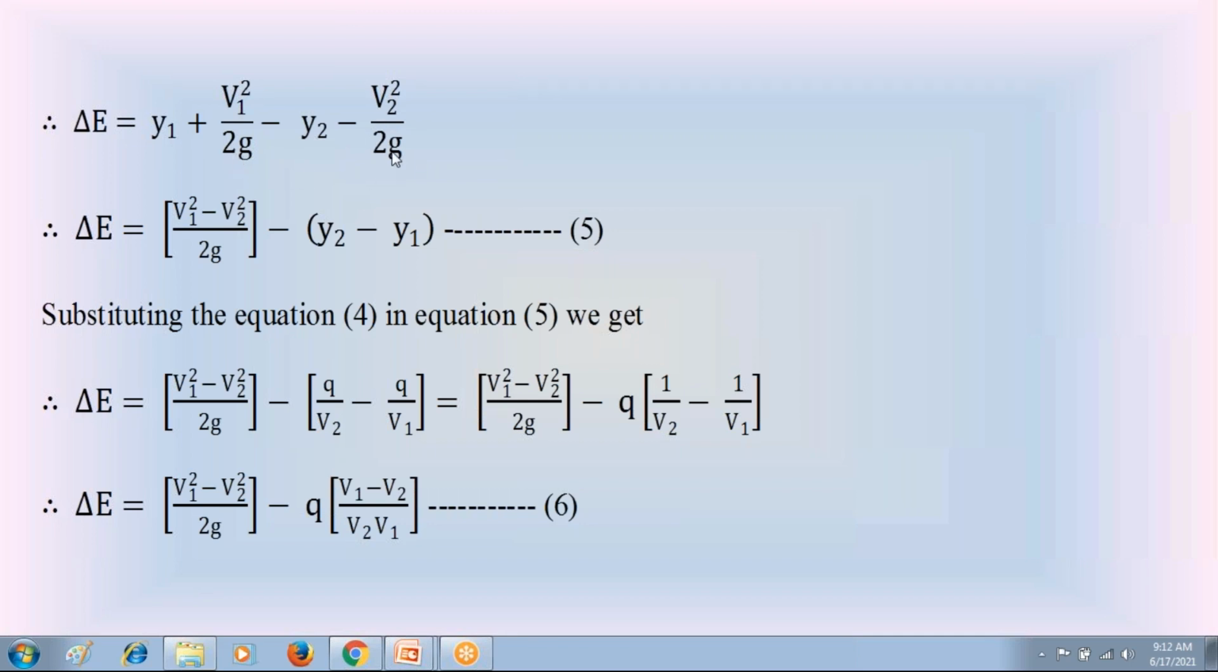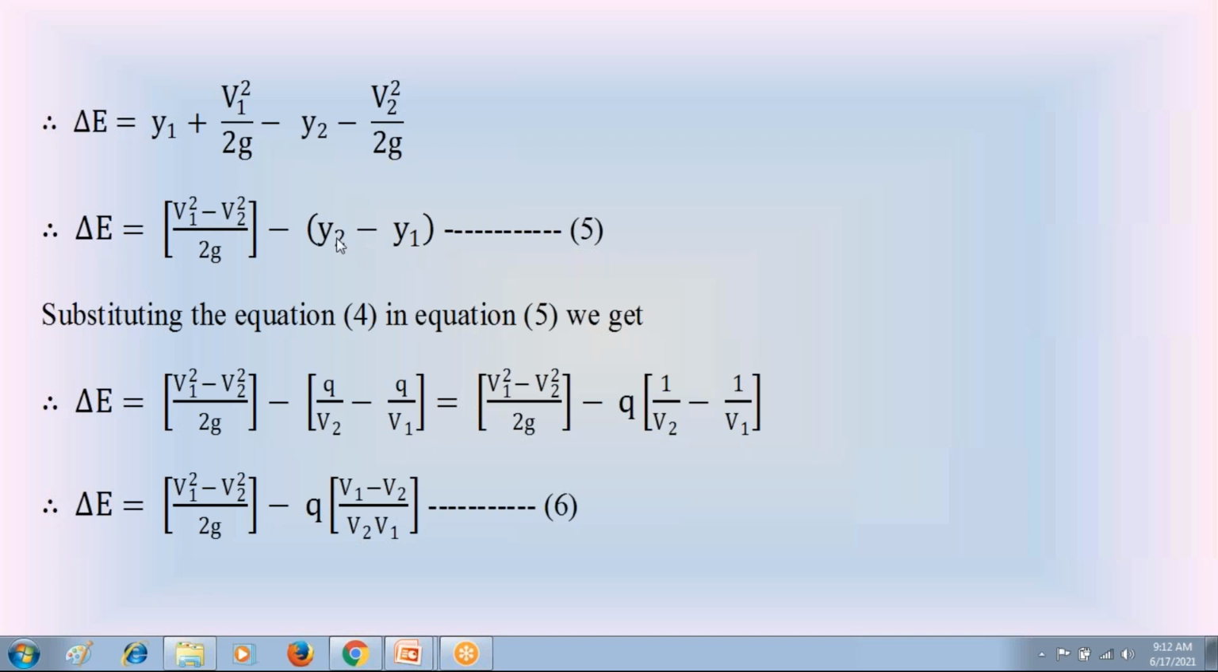Then take these two terms on one side, remaining terms on the other side. This equation becomes delta E is equal to v1 square by 2g minus v2 square by 2g, so this 2g is the LCM. Combining these two terms, it becomes v1 square minus v2 square by 2g minus of y2 minus y1. So from this we get equation 5.